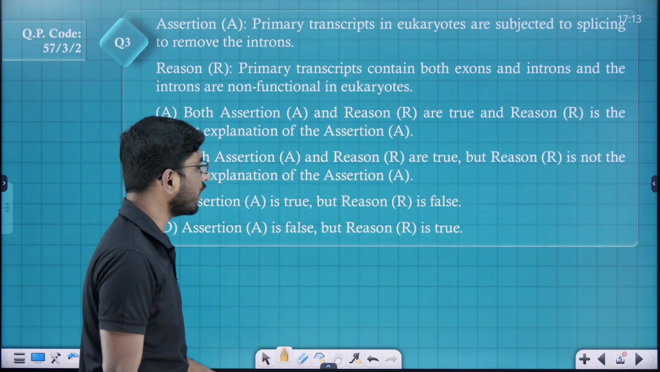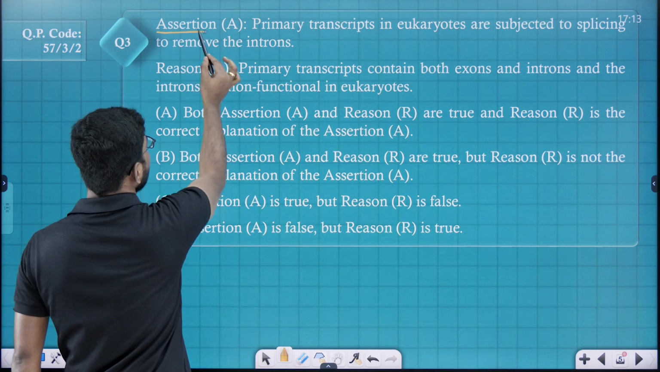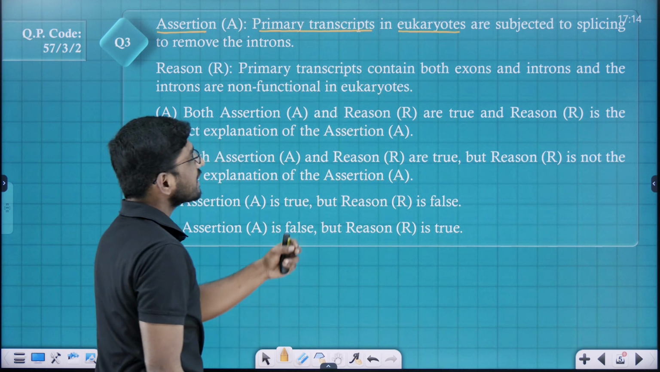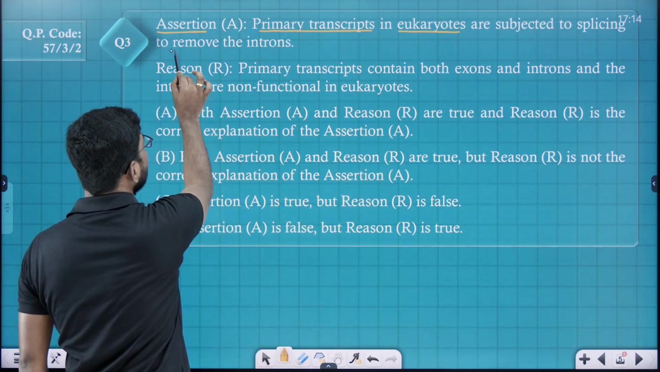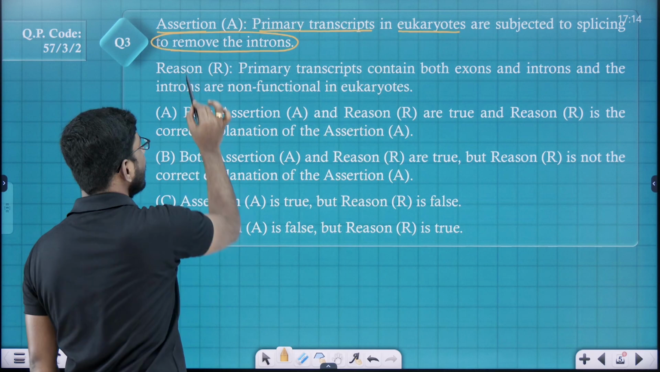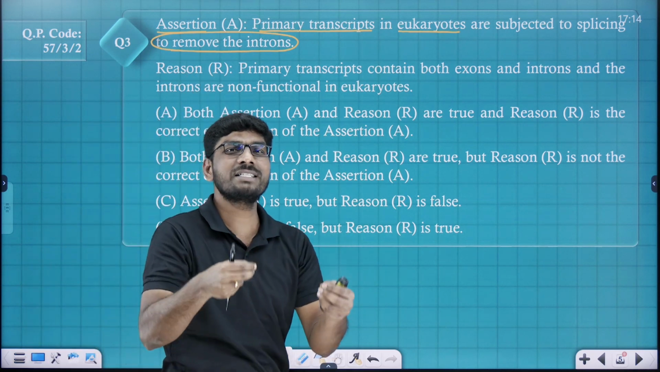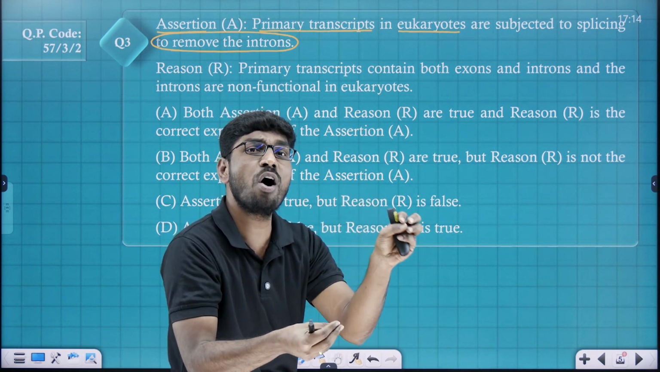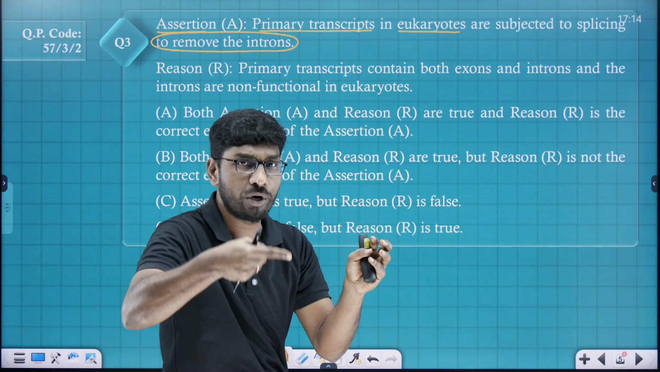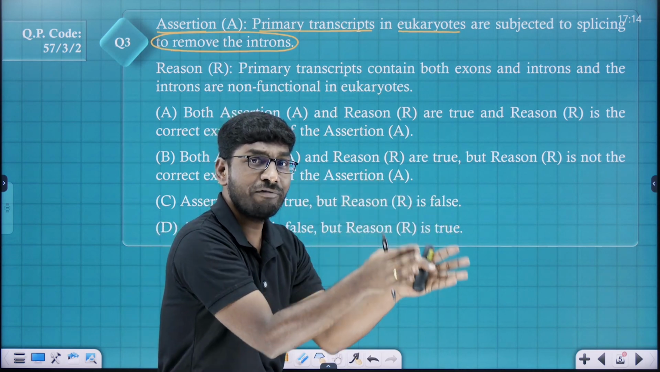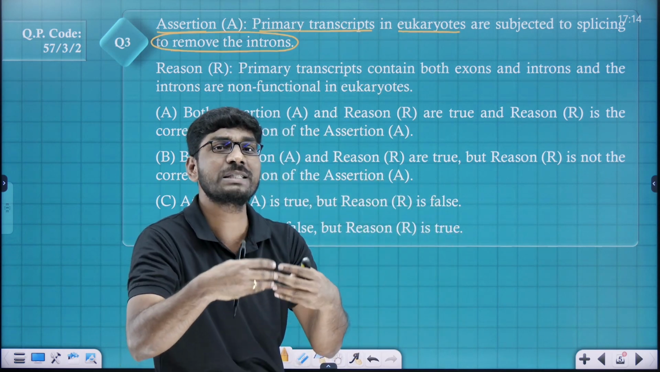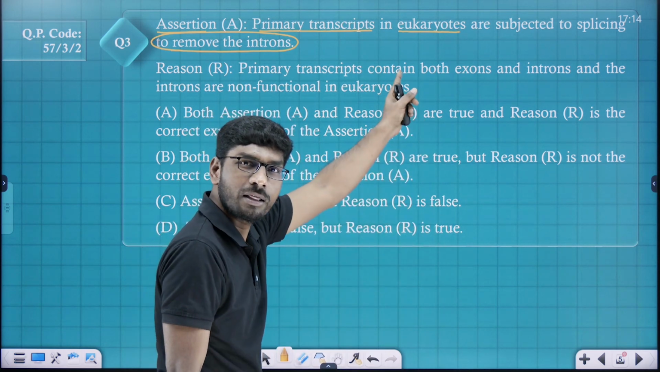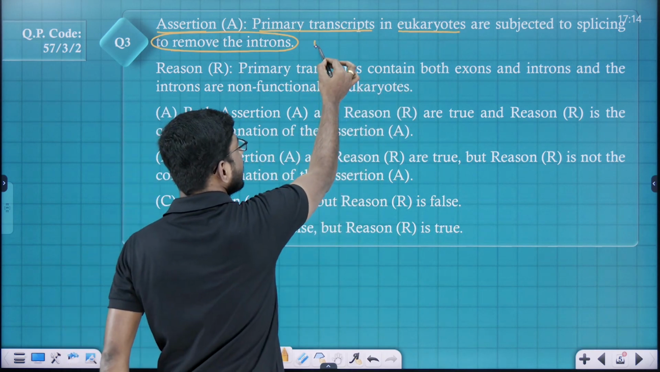Next question. Question number 3, assertion-reason based question. Assertion: primary transcripts in eukaryotes are subjected to splicing to remove introns. We know splicing is the process in which introns, the non-coding parts, are removed, and exons, the coding parts, are joined. This is an exclusive characteristic feature of eukaryotic transcription. The assertion is absolutely correct, so I'm writing this is the correct one.